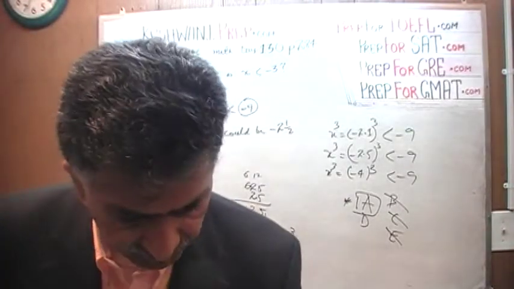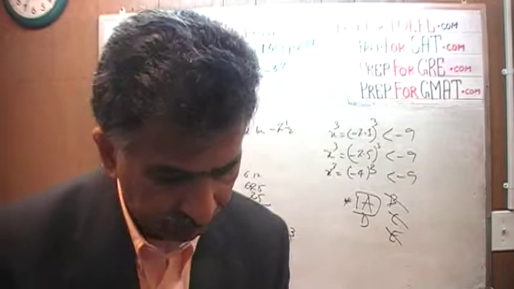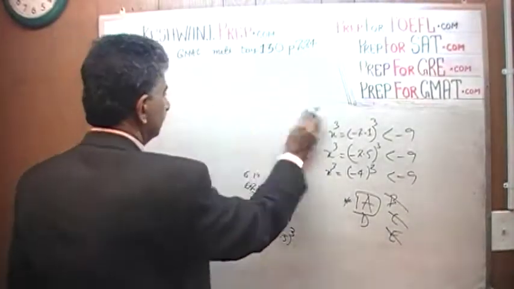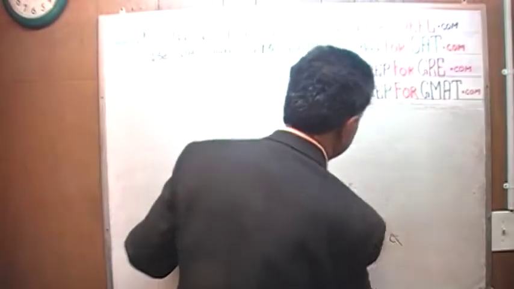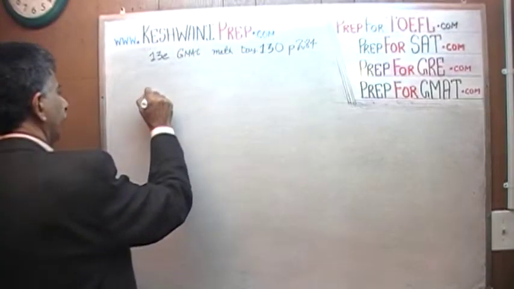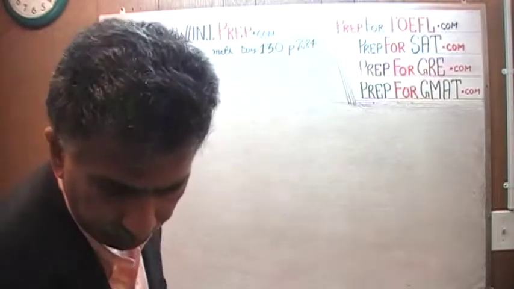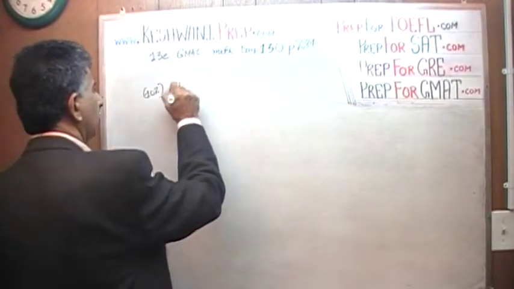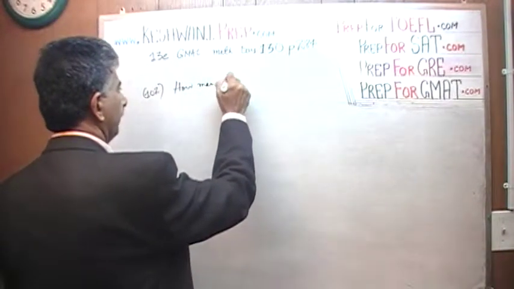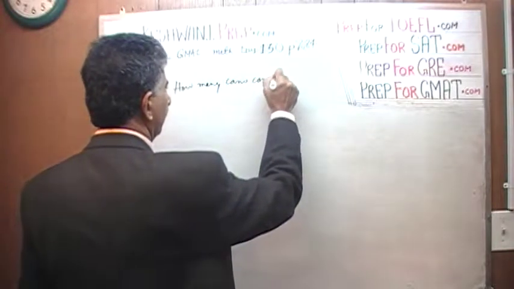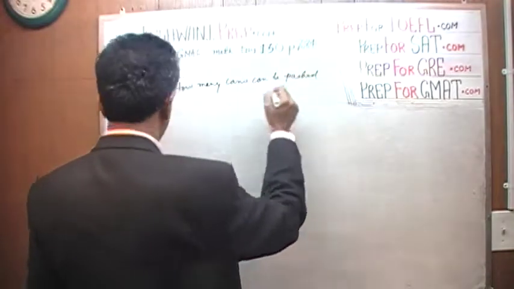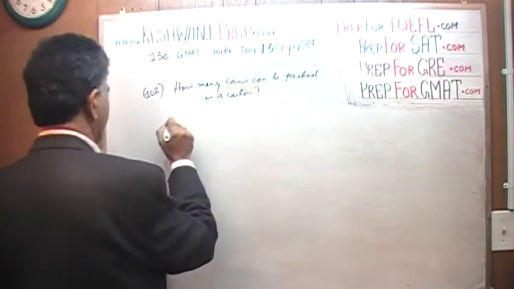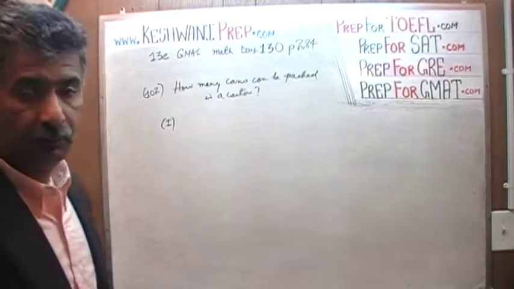Let's do the next problem. In the next problem, they're giving us problem number 102. In problem 102, they're simply asking us how many cans can be packed in a carton? Well, that's a pretty straightforward question. We already know what we need to know.